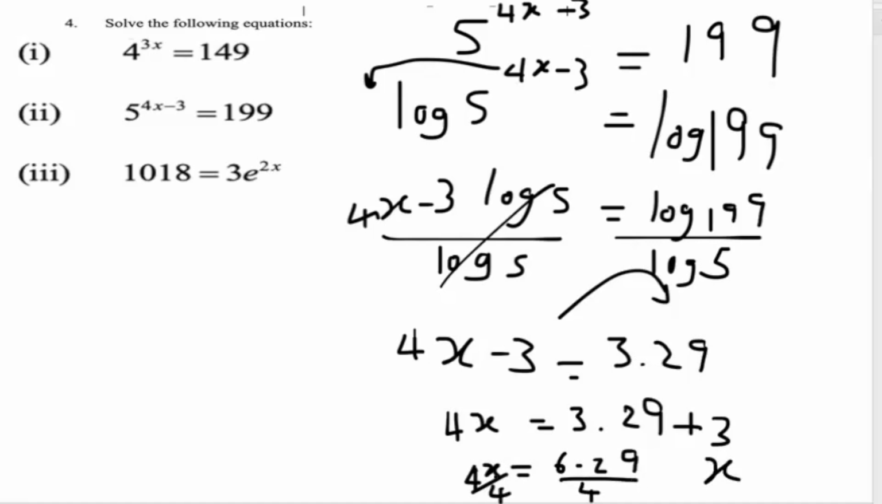So that means x is equal to 6.29 divided by 4. Let's round it off to 2 decimal places. So my answer would be 1.57. So ensure we round off properly.